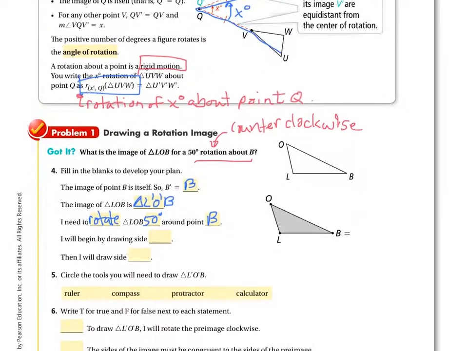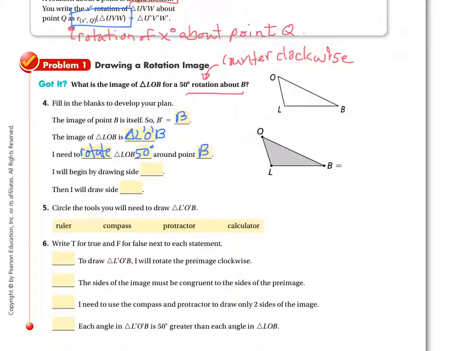And so if we were to write a notation for this figure based upon what we've just said here, it would be little r. So we're rotating how many degrees? 50 degrees. So it kind of looks like an ordered pair. About what point? B. So capital B in parentheses. And that's going to equal triangle L prime, O prime, and B.